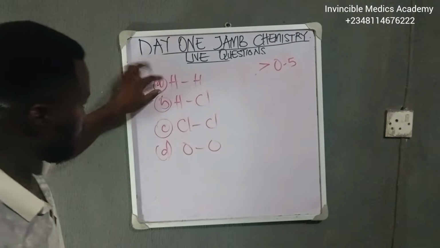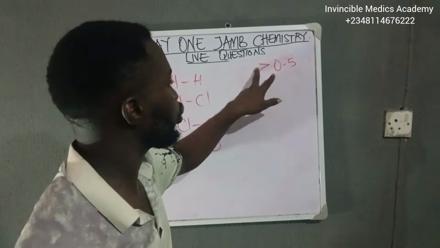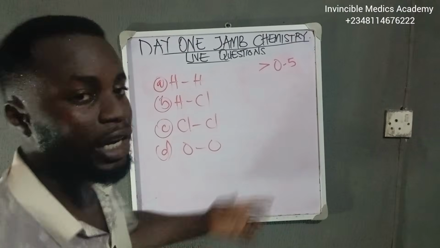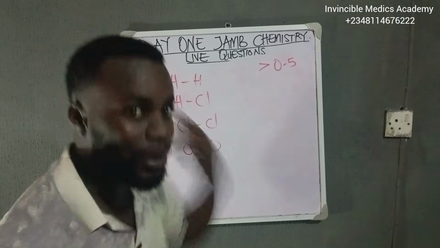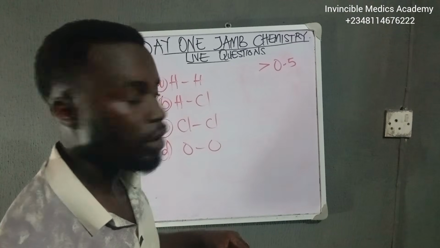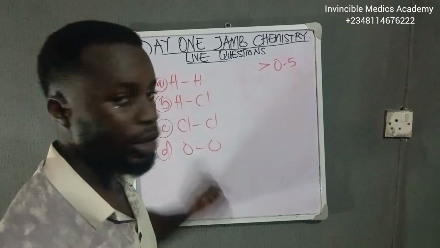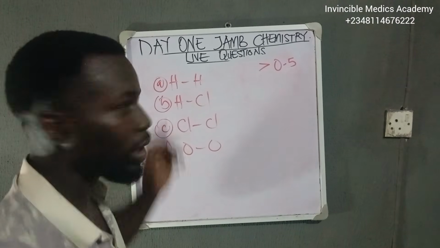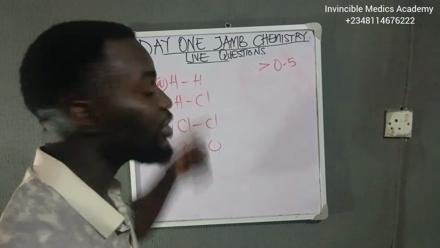So now, if you look at the first option, in fact, all other options, they have the same elements. So if the electronegativity value of hydrogen is 2.1, that means 2.1 minus 2.1 will give you 0. The same thing happens here. The same thing happens here. But for this, you can have something like 2.1 and maybe 3.5, right? When you subtract them, you're going to have a difference greater than this. Do you understand? Meaning that this is polar, right?